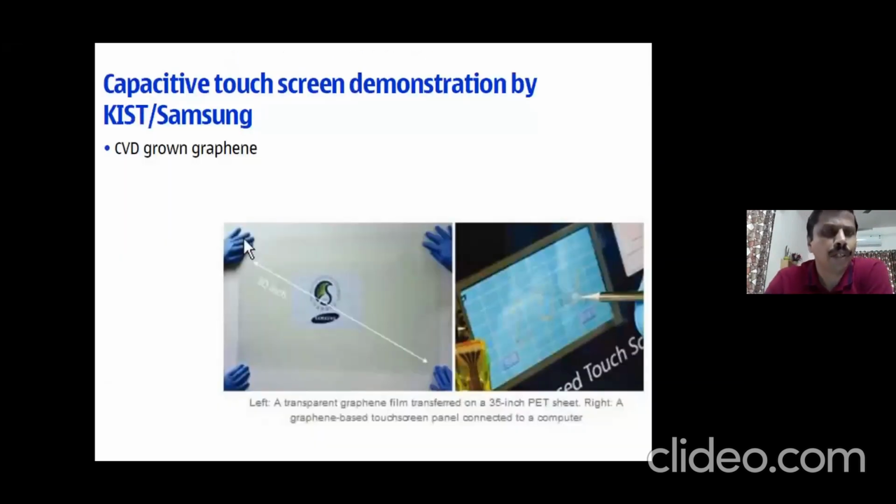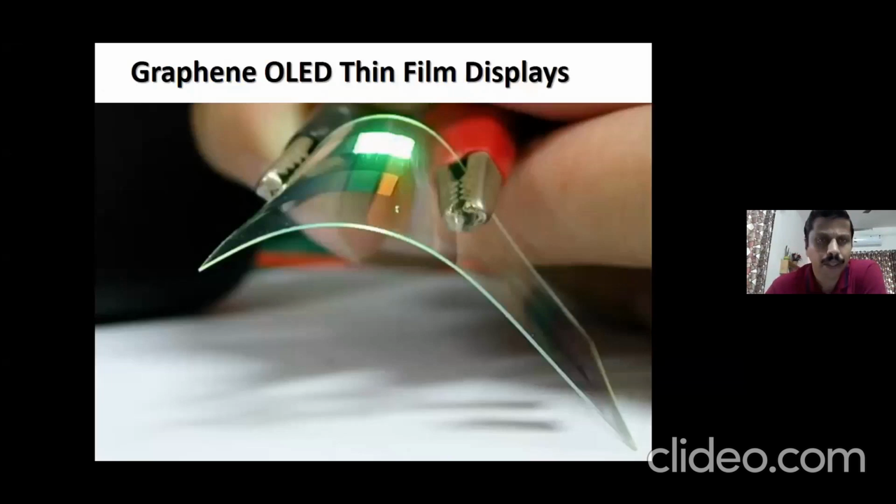And you can see for touch screens we can use capacitive touch screens or other types of resistive touch screens. You can use graphene-based electrodes. This is one example of a touch screen which uses graphene, right? And also graphene for flexible thin film displays like this. We can see this is a graphene-based OLED thin film display. That is used for making bendable or flexible mobile phones, or flexible displays, or some particular applications, right? So that's one area, the information display area, where we can use graphene as electrode as well as the transparent material.